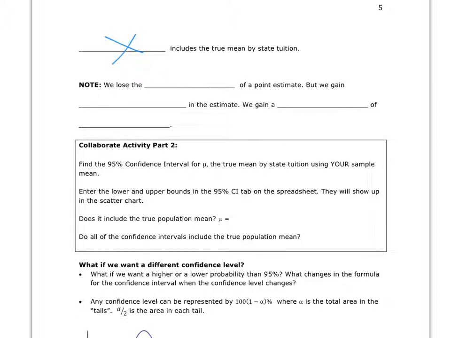So what we're losing is precision. But what we gain is confidence. We now have a way to measure how reliable our estimate is. So we lose the precision, but we gain confidence in the estimate, and we gain a measure of reliability. We're measuring how reliable the estimate of the mean is.